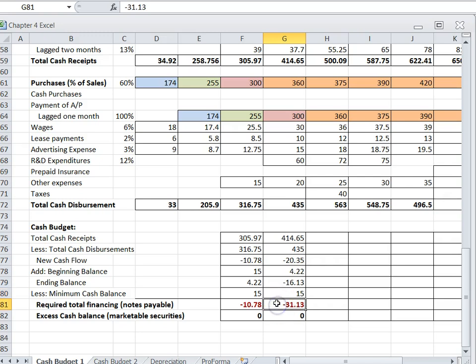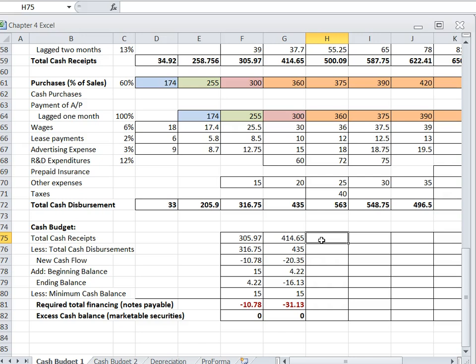So what this means is I take my ending balance minus my minimum cash balance, and I have a deficit that is now growing to 31,000. Okay. So let's do this one more time.